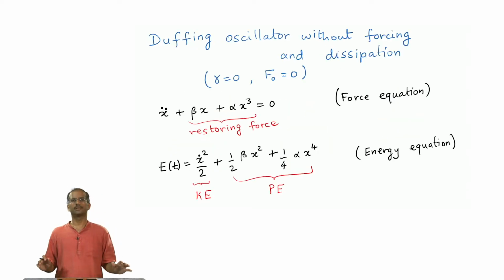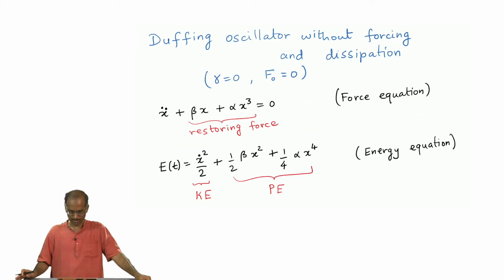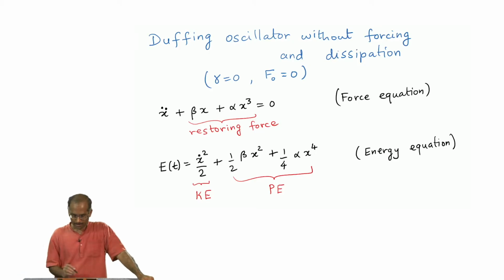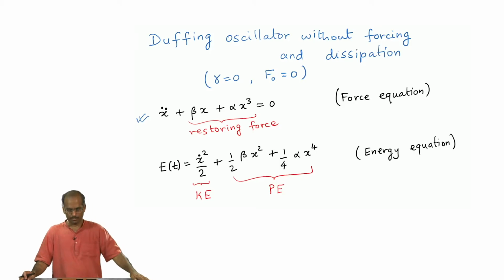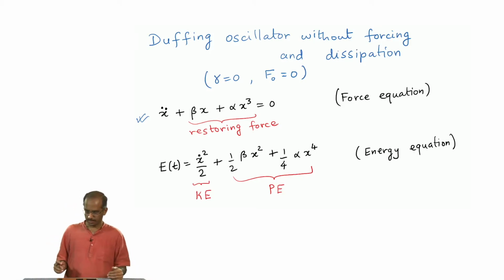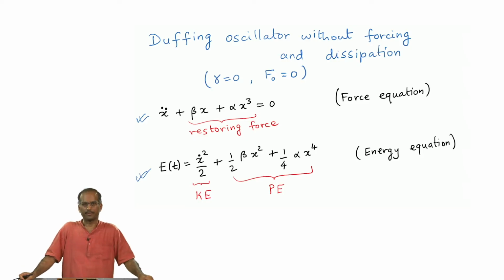So, first let us consider this limit without forcing and dissipation, and as a force equation this is how it will look like: x double dot plus beta x plus alpha x cube is equal to 0. And now you can write the corresponding energy equation. That will look like this. Again, x dot square by 2 is the kinetic energy term. So, that is like half mv square. You can imagine that in this case m is set to 1. So, it is simply x dot square by 2.